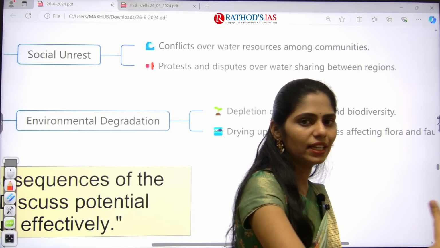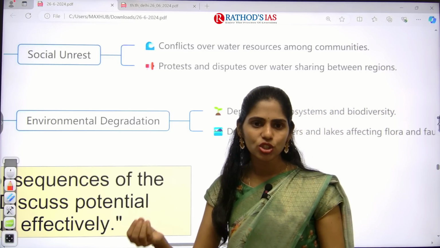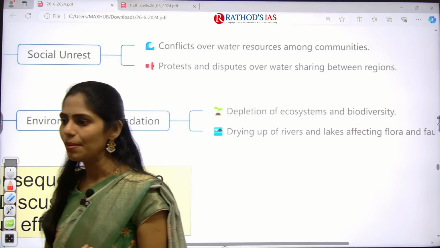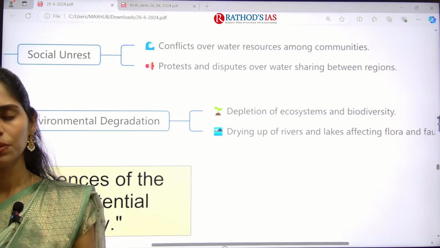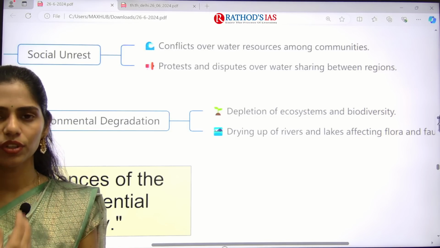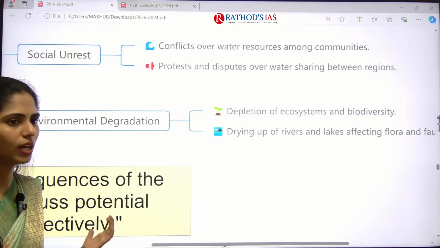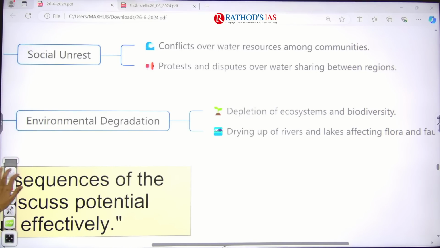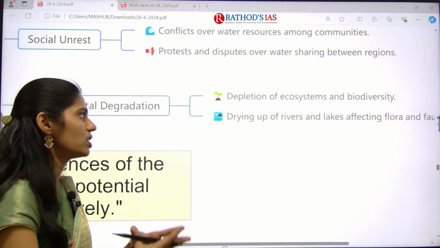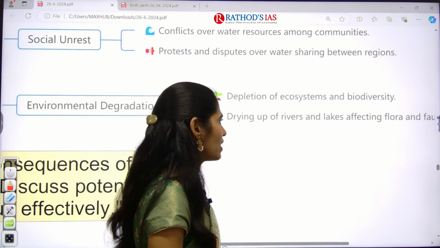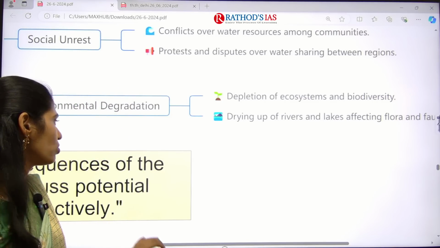And even if there is no proper water availability, if there is a river flowing there and an agreement between two states, water sharing issues will again come into the news. For example, the river water sharing issue between Andhra Pradesh and Telangana regarding the river Krishna. So it also leads to political issues, and it will cause environmental degradation. Environmental degradation causes depletion of ecosystems as well as biodiversity. Those are the things you have to remember.